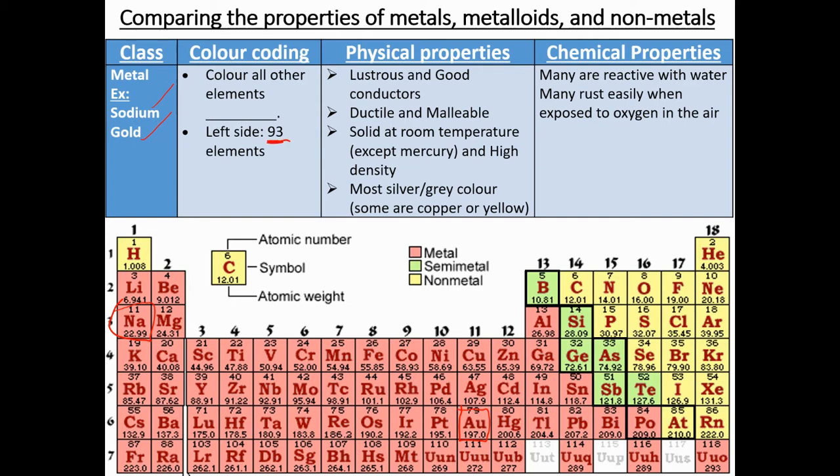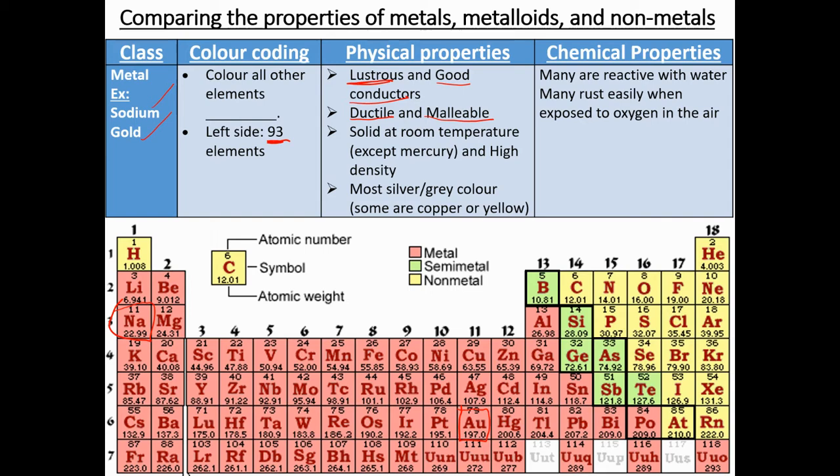So in terms of physical properties, metals are typically lustrous, so shiny. They're usually good conductors. They're typically ductile, so you can stretch them into a wire, and also malleable. They're usually solid at room temperature and have a high density. The exception for being solid at room temperature is mercury. Mercury is a metal that's actually liquid at room temperature.